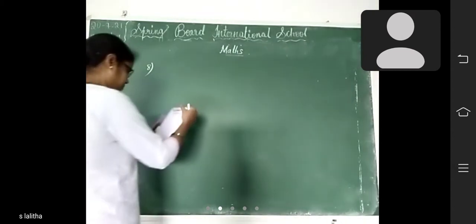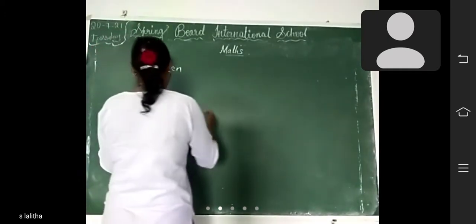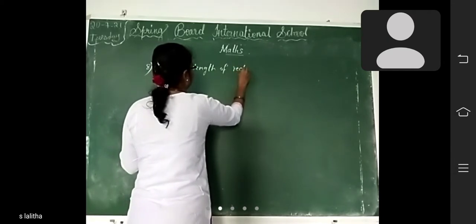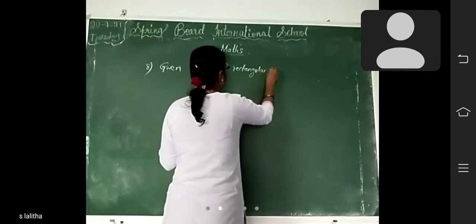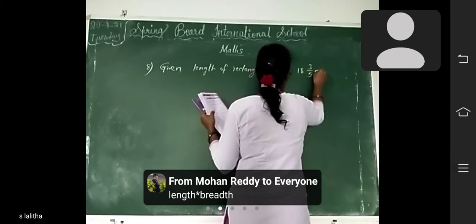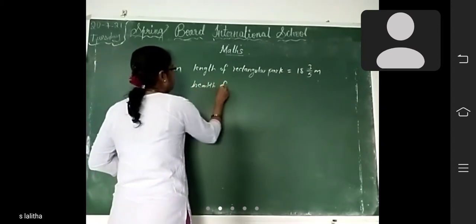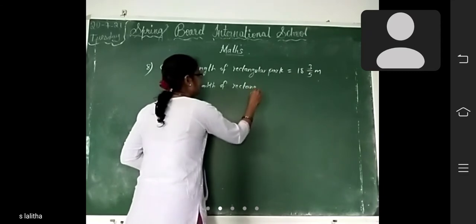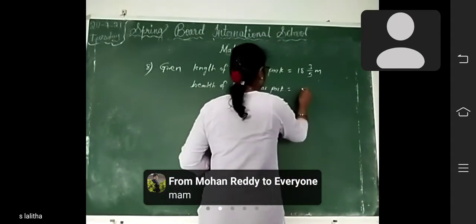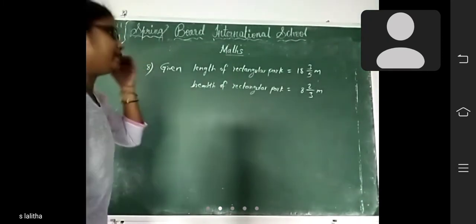What is given here? Given: length of rectangular park equal to how much? 18 3/5 meters, and breadth of rectangular park equal to how much? 8 2/3 meters. Now you have to find the area of the rectangular park.